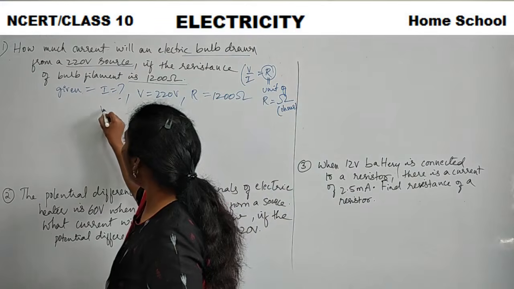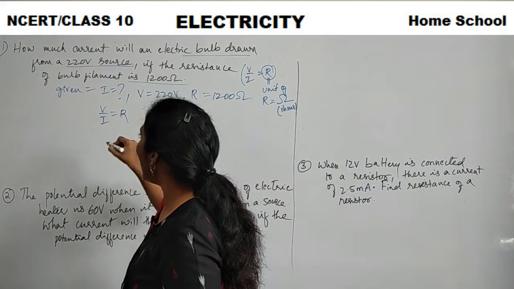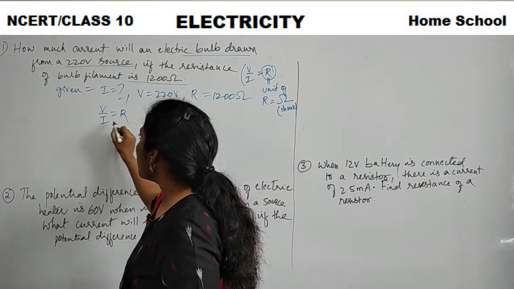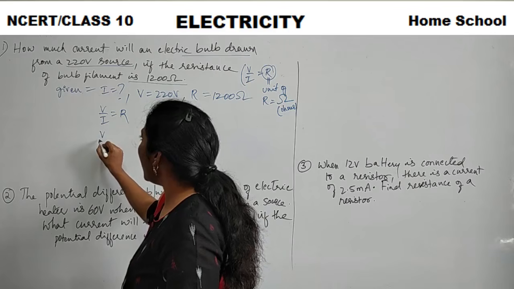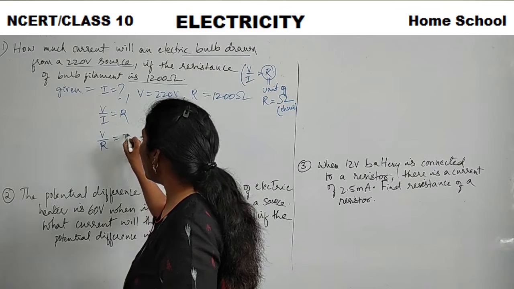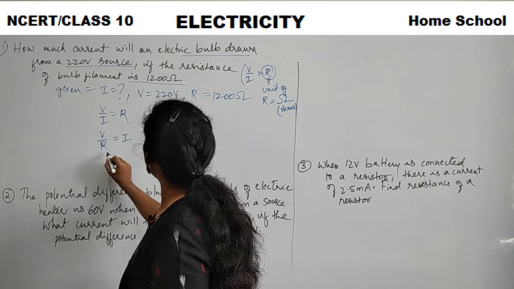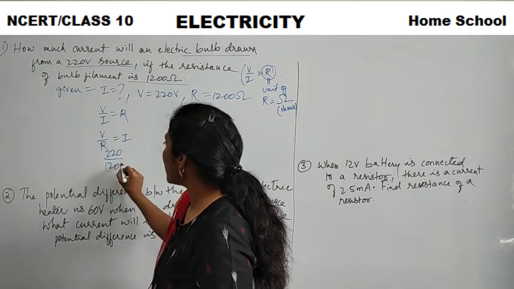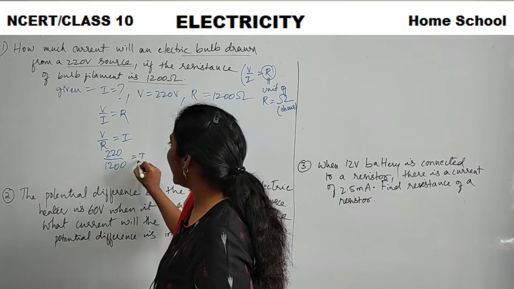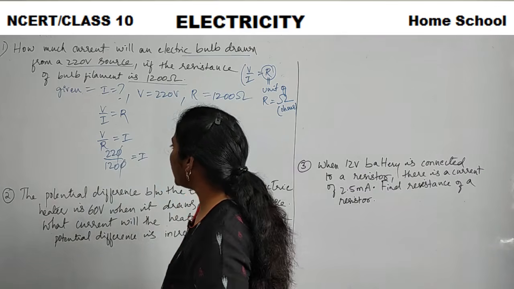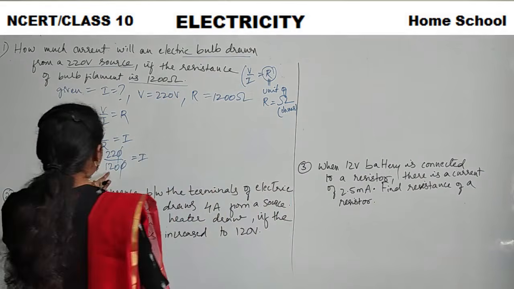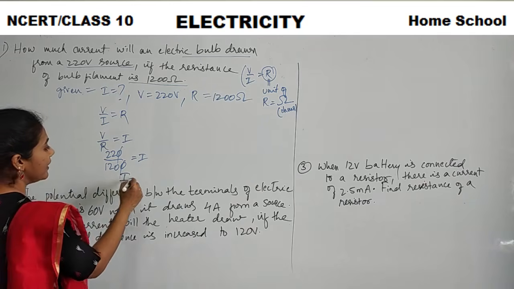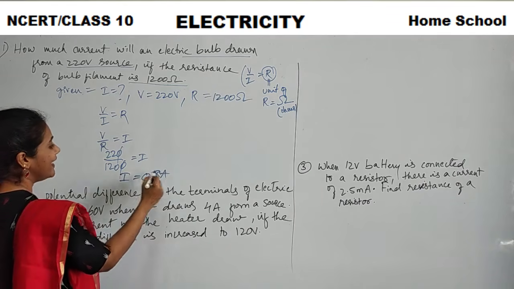So what is our formula? V by I is equal to R, right? They are asking for current, so just rearrange the formula. I can write V by R is equal to I. So what is the V value? V is 220 divided by the R value, 1200, is equal to I. So 22 divided by 120, you would get 0.18. Yes or no? So I is equal to 0.18 amperes.